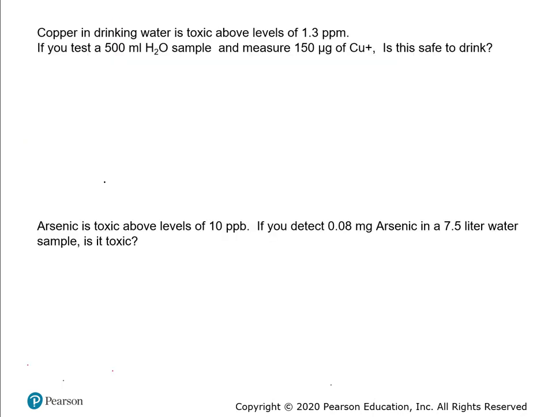So here's a couple. Copper in drinking water is toxic above levels of 1.3 parts per million. So if you test a 500 milliliter water sample and you measure 150 micrograms of copper, is this safe to drink? And then the other one is arsenic is toxic above levels of 10 parts per billion. If you detect 0.08 milligrams of arsenic in 7.5 liters of water, is this toxic? So for both of them, you've got to solve for whether there are parts per million or parts per billion, and then just compare them to the maximum level that is given.